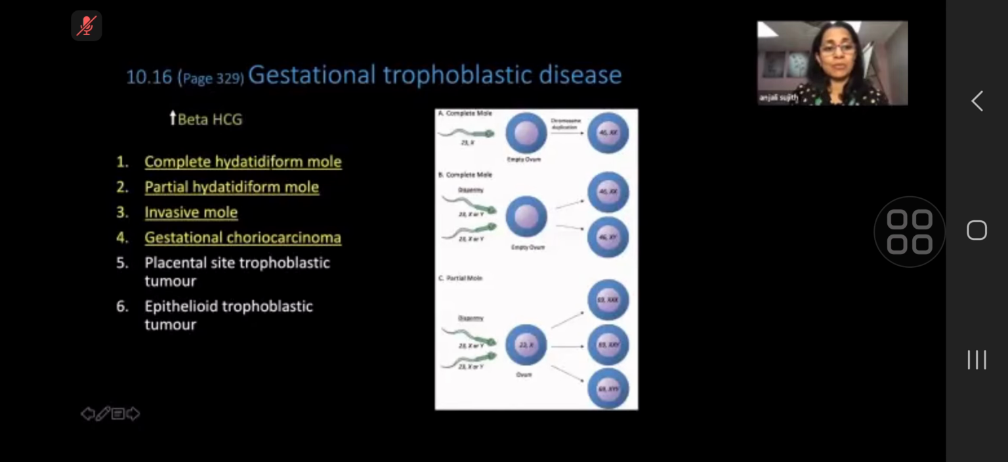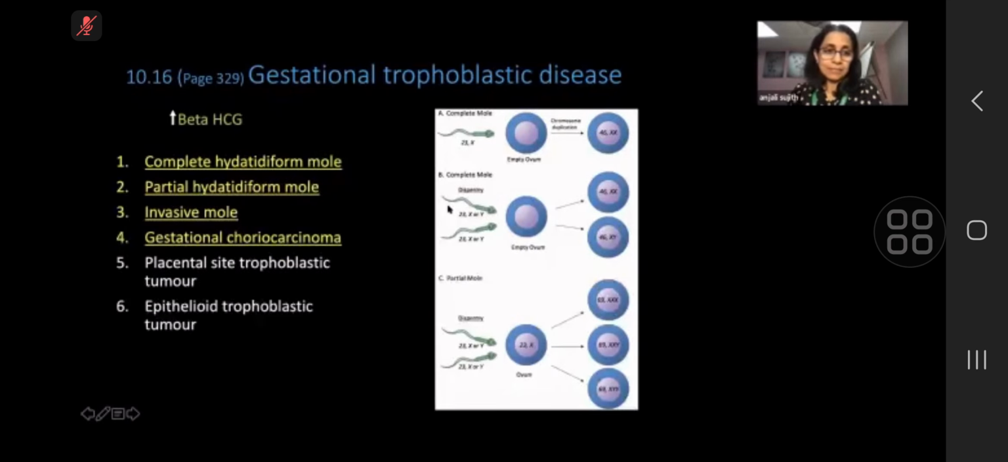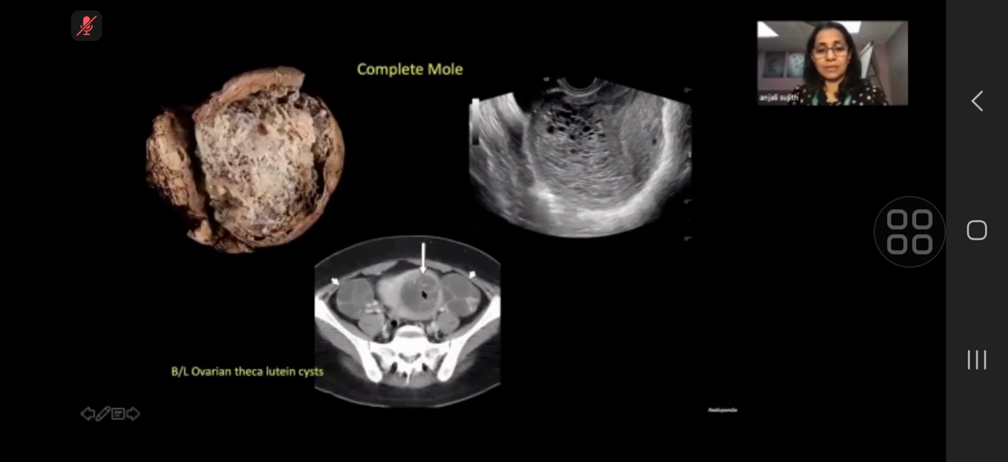So it can be a complete molar pregnancy, where you see the features you've seen before, like the echogenic multicystic mass with multiple cystic spaces within the uterus, and you cannot see any fetal parts. So this is a complete molar pregnancy. In a partial molar pregnancy, there is a similar appearance, but you may see some fetal parts. So this is the appearance of a molar pregnancy on CT.